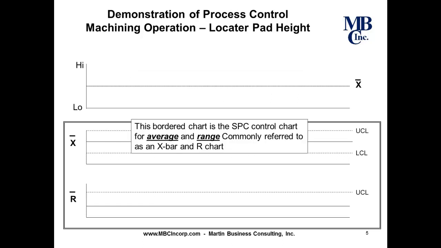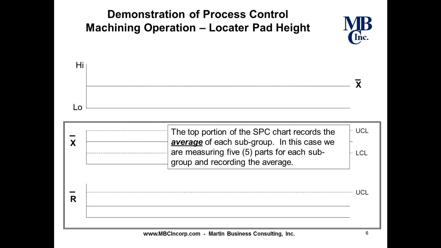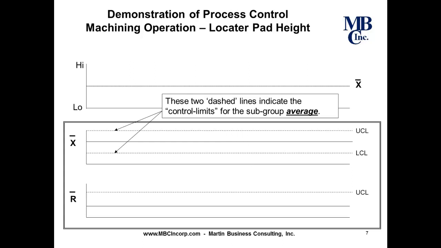The bordered chart is an SPC control chart for average and range, commonly referred to as an X bar and R chart. The top portion of the SPC chart records the average for each subgroup. In this case, we are measuring 5 parts for each subgroup and recording the average on this upper section. These two dashed lines indicate the control limits for the subgroup averages that will be plotted on this chart.